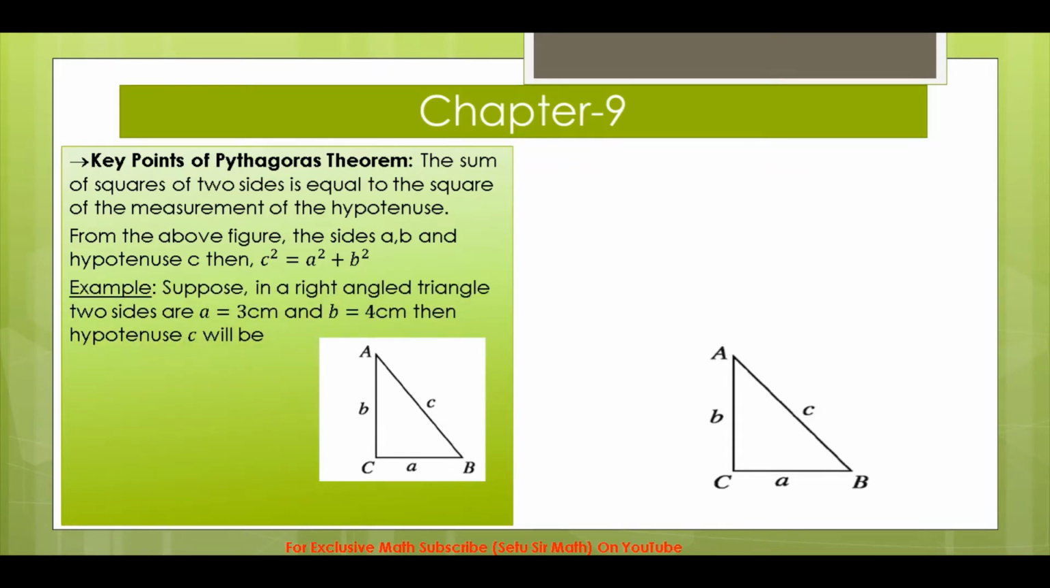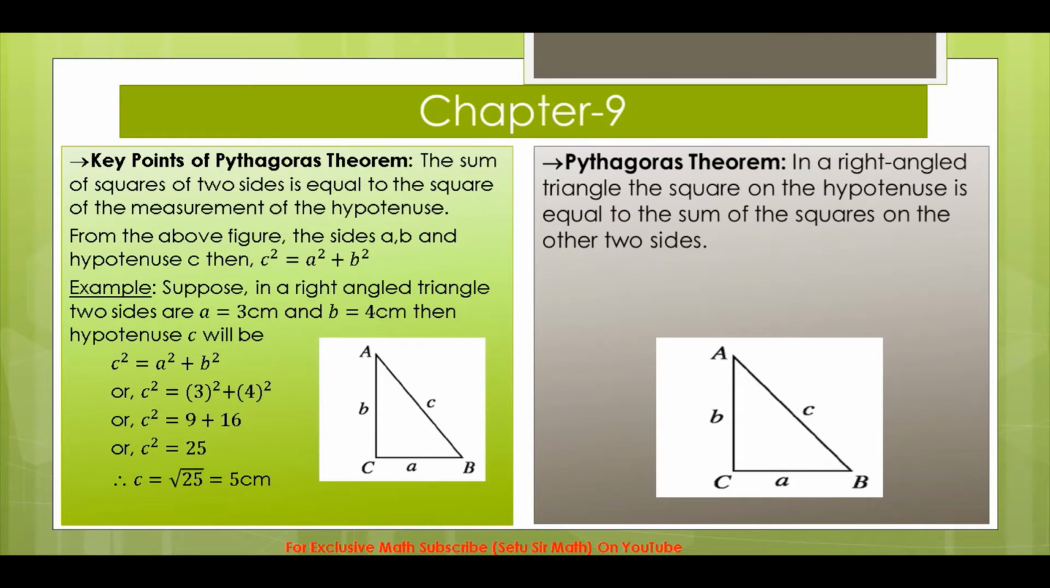Example: suppose in a right angle triangle two sides are a equals 3 cm and b equals 4 cm. Then to find the hypotenuse c, we use this formula. Putting the values of a and b, we get c square equals 9 plus 16, c square equals 25, and c equals root over 25, that is 5 cm, the hypotenuse. This is the formula, the key point of the Pythagoras theorem.